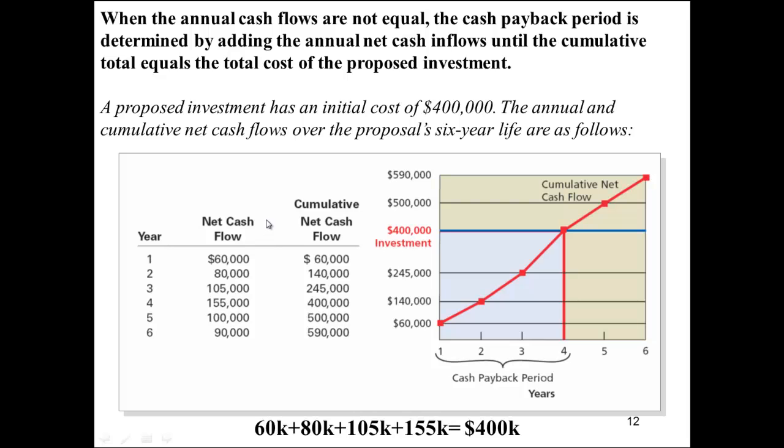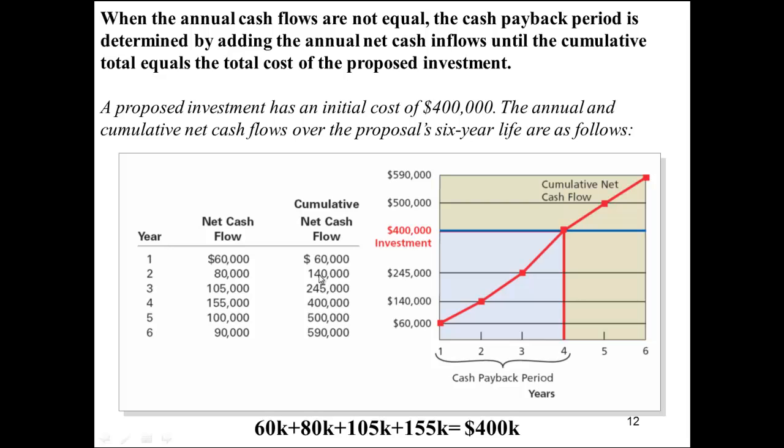So it costs us $400,000. So what we're going to do here is look at these and add them all up until we reach the point where we have $400,000. And at that point, we'll know that it took 4 years for us to recoup the cost of it. So in the first year, we have $60. Second year, we have $80. So 60 plus 80 is $140.